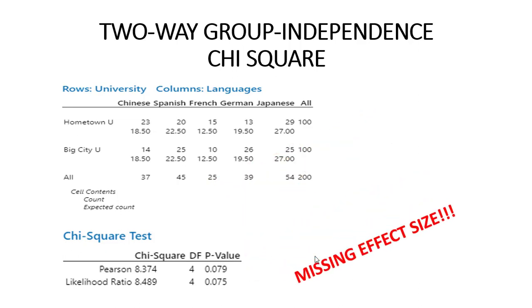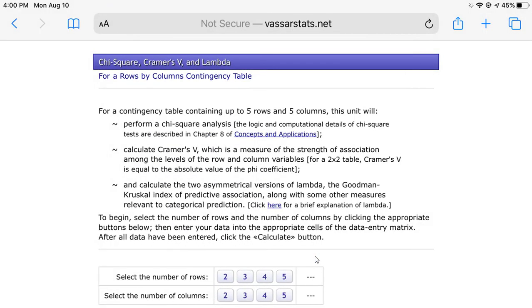However, we are missing the effect size. We need to report the effect size, and in this case the way we report the effect size is called Cramer's V square. Now unfortunately Minitab does not provide us with Cramer's V square, so we will have to do this online. Okay, so to do this we're going to go to vassarstats.net/newcs.html. Okay, so this is the address that we have to go to, and I'm going to go there and show you how to do this.